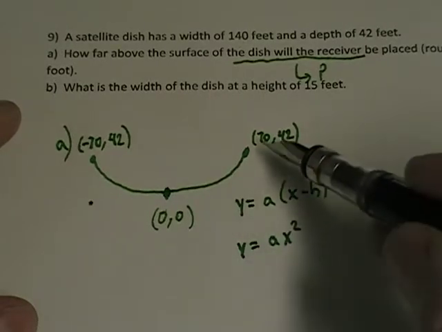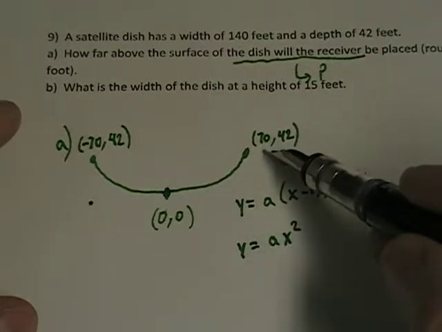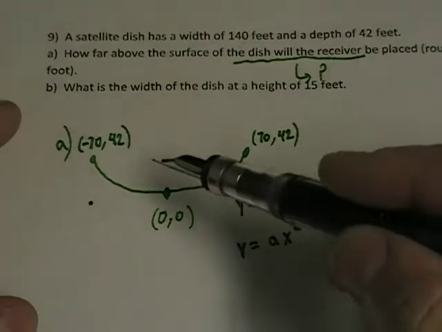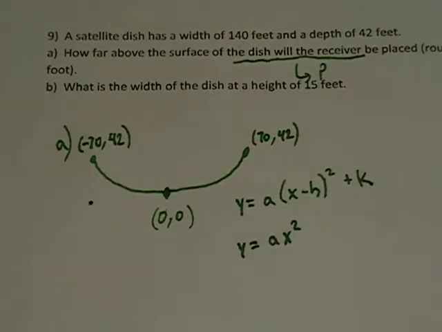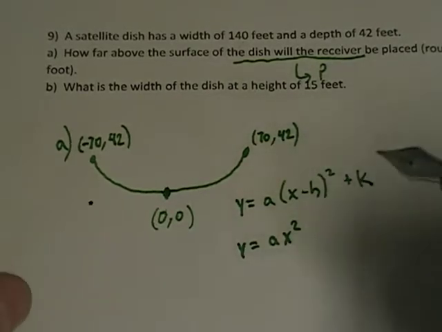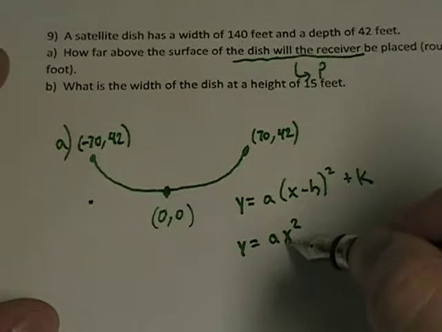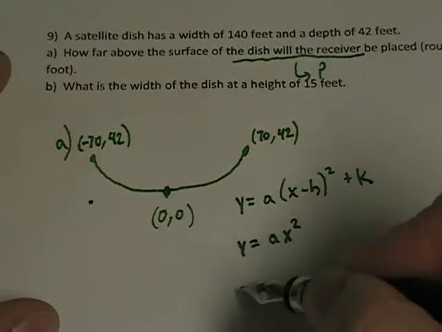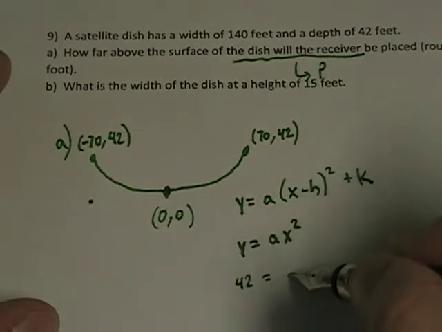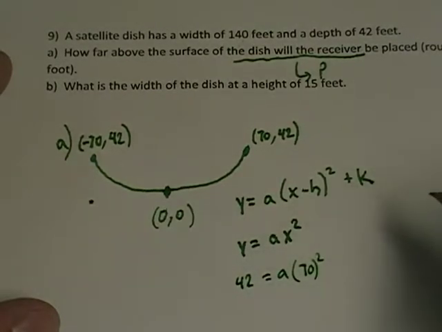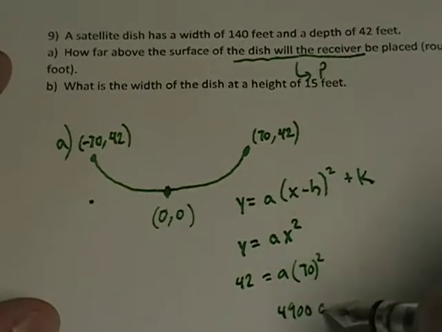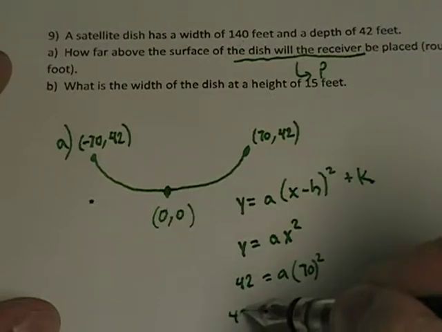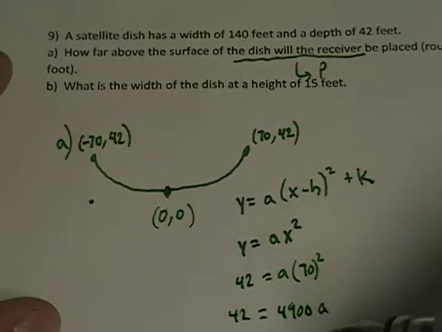Well, I know that this parabola goes through the points 70, 42, or negative 70, 42, whichever makes you happier. I'm going to use the positive because I like it better. So here I'm going to put 70 for x, 42 for y. So I get 42 equals a times 70 squared. Well, 70 squared is 4,900. And so I get 42 equals 4,900a.